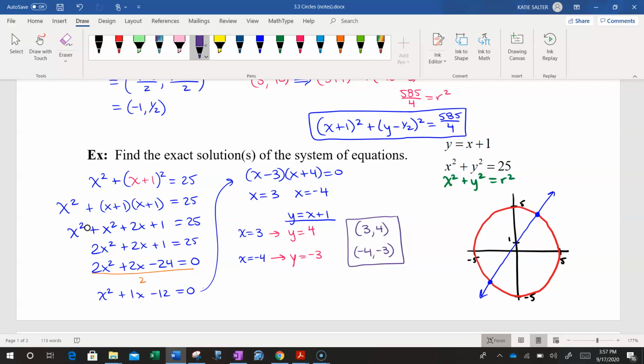Think about this, x squared plus y squared equals 25. 3 squared plus 4 squared definitely equals 5 squared. That's our most famous Pythagorean triple. And if you want to look at the graph, that was the point 3, 4, and this was the point negative 4, negative 3. Now, of course, my graph is not accurately drawn. It's just there to help us out.